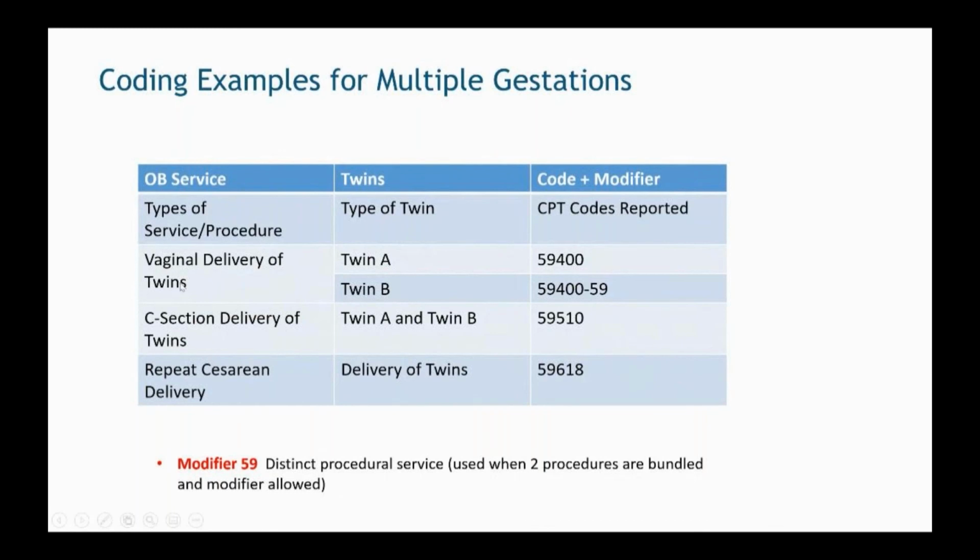Okay, so vaginal delivery of twins, twin A, here's the CPT code. These are global codes, by the way. Twin B, here's the global code with the 59 added. C-section delivery, twin A and twin B, that's C-section. Here's the global code. Repeat cesarean, here's the global code. Modifier 59, distinct procedural service used when 2 procedures are bundled and modifier is allowed.